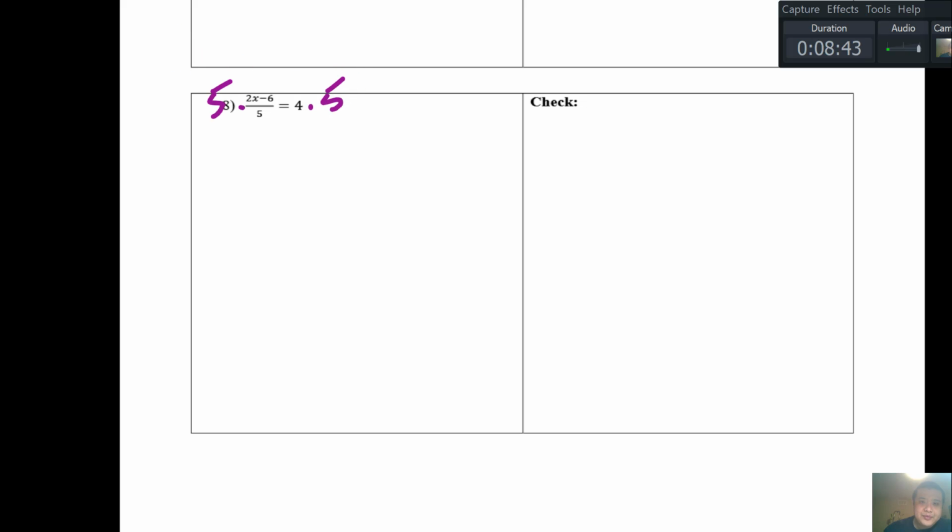And when we do that, we get 2x. Well, for some reason it's not showing up, so I'll just write it out. What we get is 2x minus 6 equals 20. Okay. And then we're going to get rid of the constant, this constant right here. Okay, and we're going to do that by adding 6 to both sides.